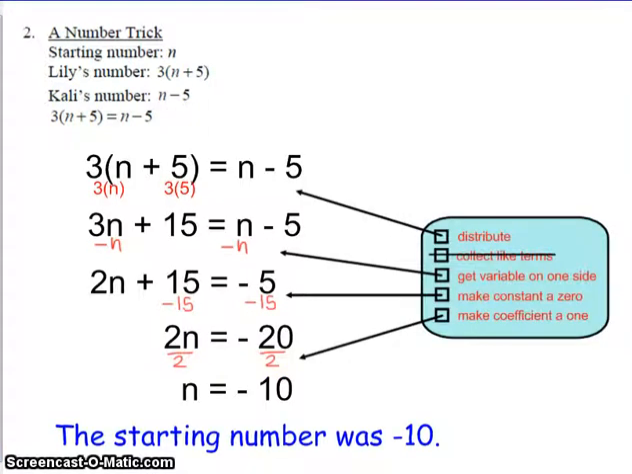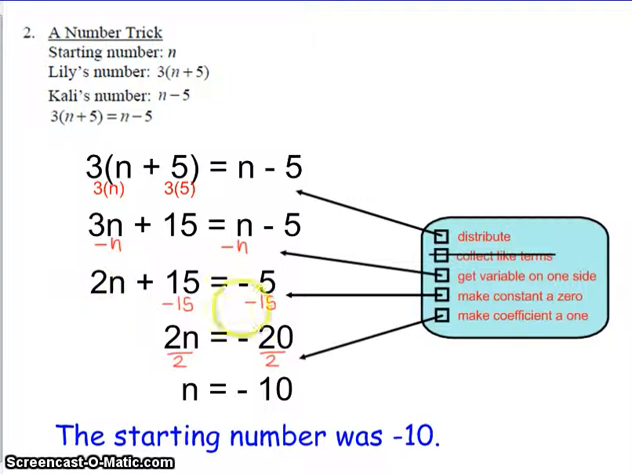So then we would just solve it. We have to start with distributing. So we have 3 times n, which is 3n, and 3 times positive 5, which is positive 15. We don't have to collect like terms on either side, so we'll get the variable on one side. I could subtract a 3n, but I want to work with a positive variable, and 3 minus 1 gives me a positive 2. So that's why I'm subtracting the single n.